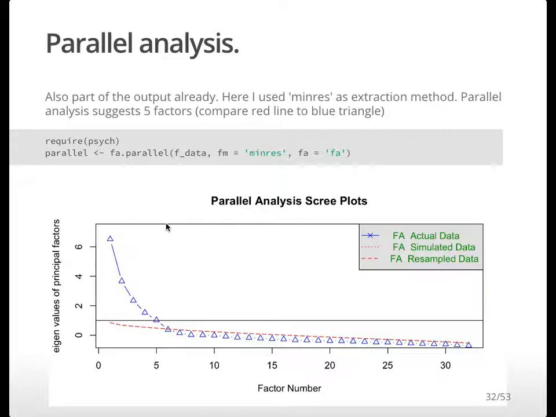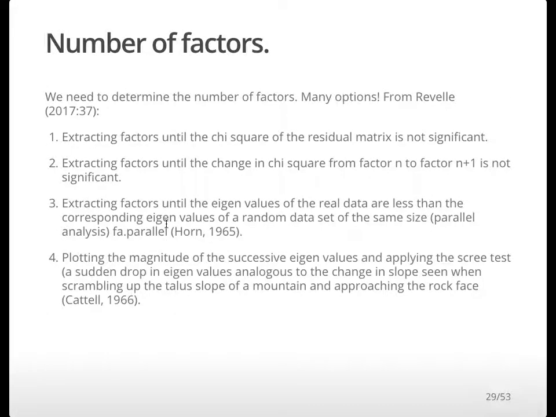Some of it is part of the output already, and we can do parallel analysis. So as you remember, that was one of the options, and that's a fairly good one. Extracting factors until eigenvalues of real data are less than corresponding ones from random data of the same size. So basically, the idea is you simulate data. And if that noisy data set also gives you lots of significant factors, then you have a problem, and you're just cobbling together noise. Yeah.